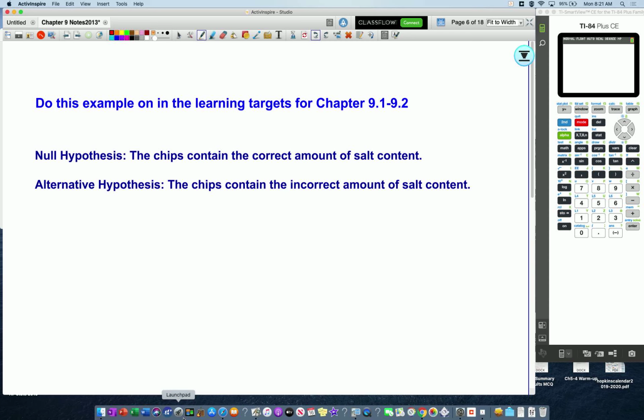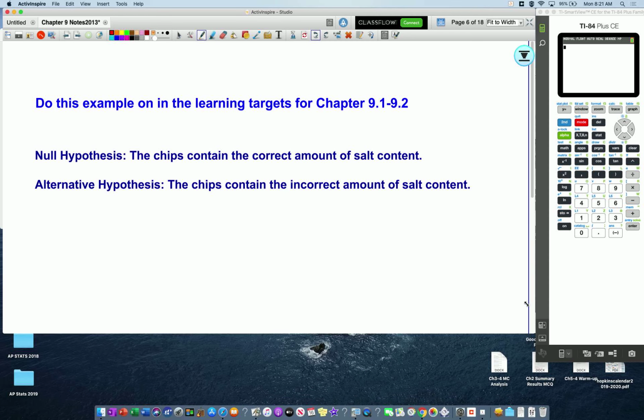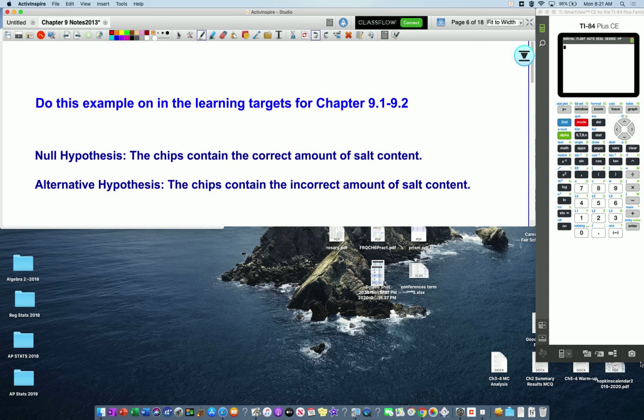All right, for the next problem here, I'm going to do one more practice problem with you. So if you have a copy of the packet, do this in the learning targets. If you don't have a packet, I understand. Just write this down on a sheet of paper or just follow along so that you get a good understanding of the null and alternative hypothesis.